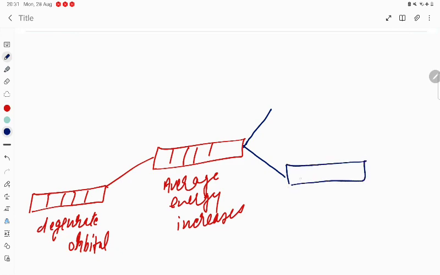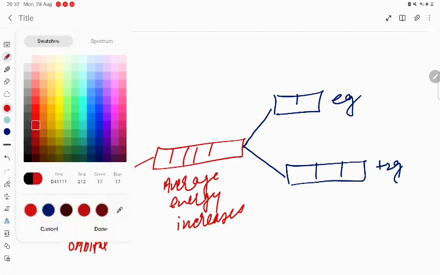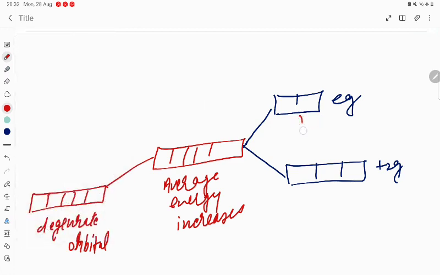What are these sets called, student? This is called the t2g set and this is called the eg set. And what is the difference between these two energy levels? That is called delta naught, the delta O, you can say, the octahedral splitting energy.